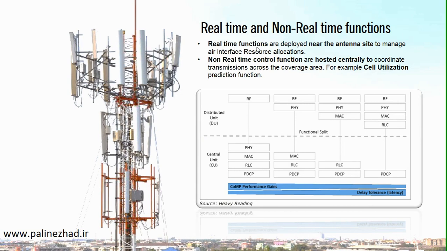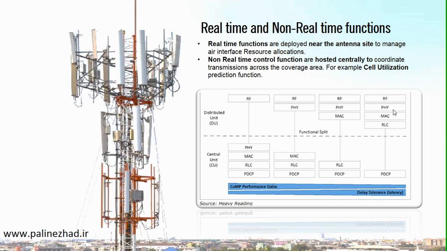Here you see real-time functions are deployed near the antenna site to manage air interface resource allocations, and non-real-time control functions are hosted centrally to coordinate transmissions across the coverage area. For example, cell utilization prediction function. And here, if we move to lower layer splits, it will have better coordinated multi-point performance, while higher layer splits will be more delay tolerant.